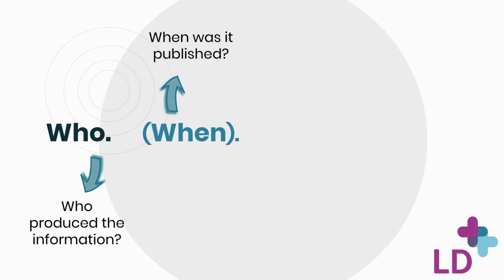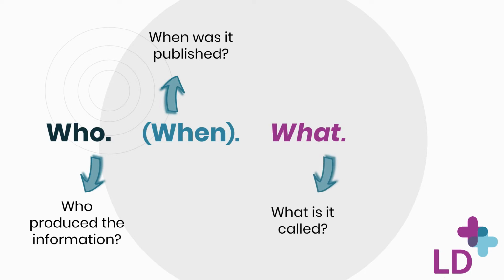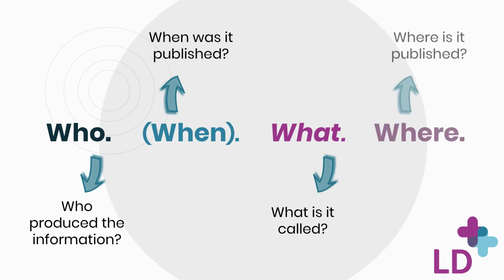After this, tell the reader what the text is. This will be its title. And finally, we need to know where the text has come from. So this will be the publication or electronic retrieval information. Now we can go back to our source to construct our reference.